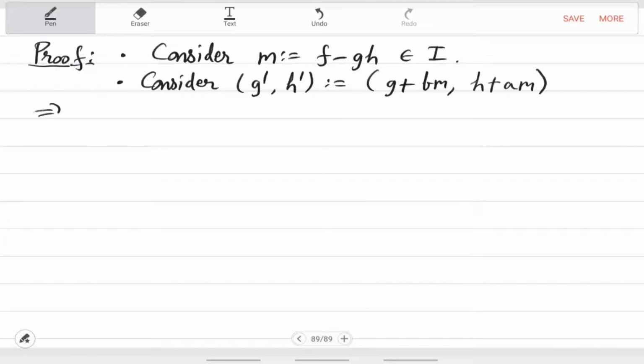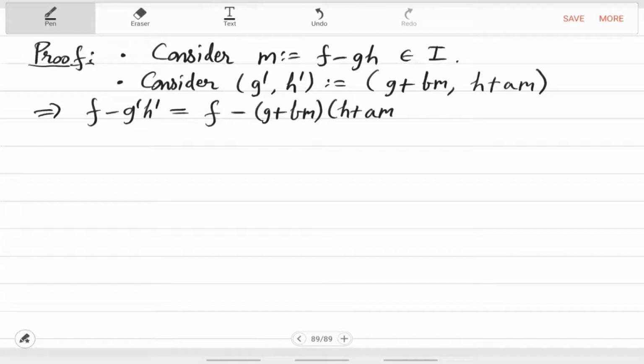So once you have this, you can just check that f minus g prime h prime is, f minus gh is m, and then in the product you are getting the coefficient of m as bh plus ag. And then you are getting m square, but m square we will actually call 0 by going mod I square.